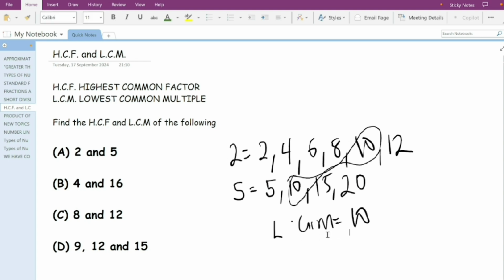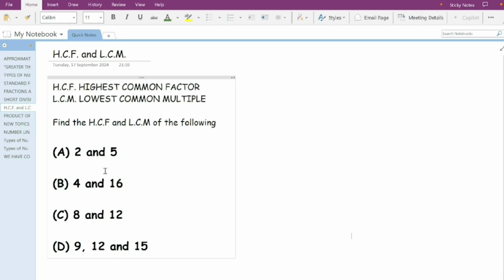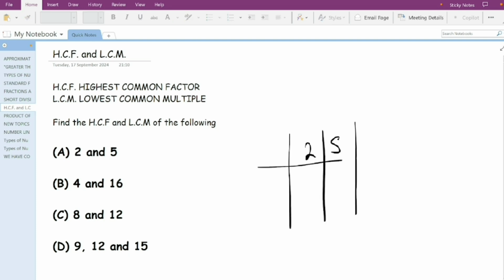You can do it this way and get our answer, but this way seems more tedious. You have to first list the multiples, then find the common multiple. But we also know there's a second method of doing this, which is very common, and we'll be using that next. Method 2. The second method is to write out the 2 and the 5, the normal LCM style.